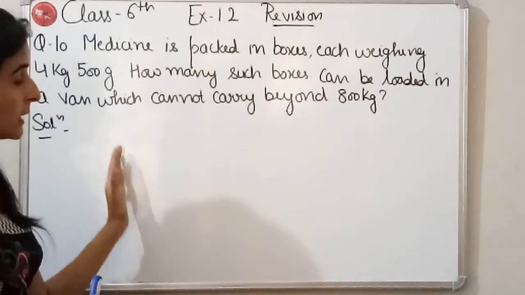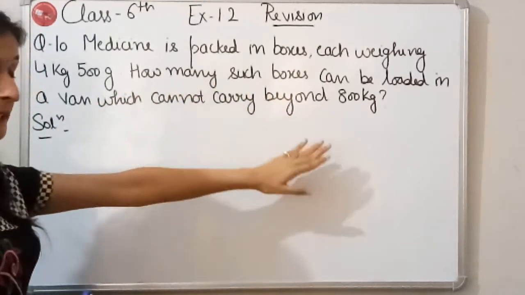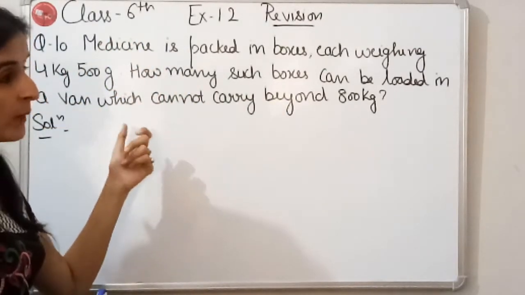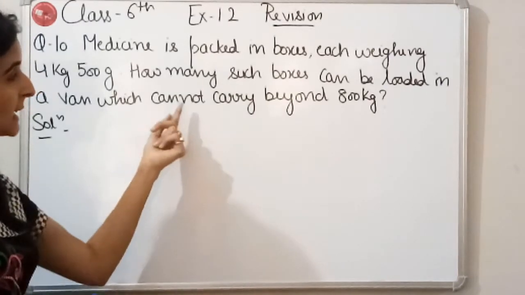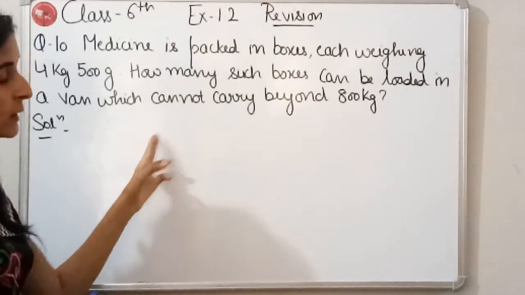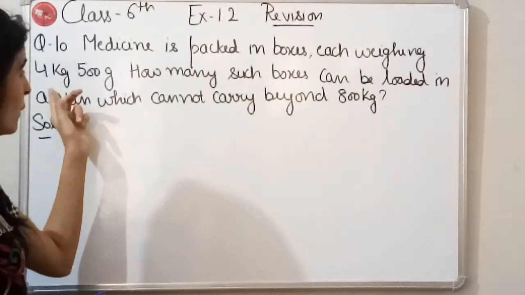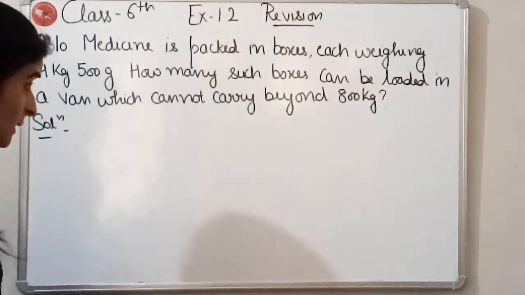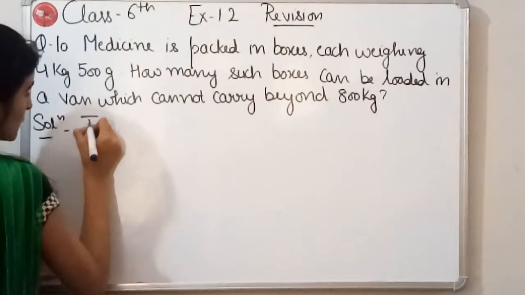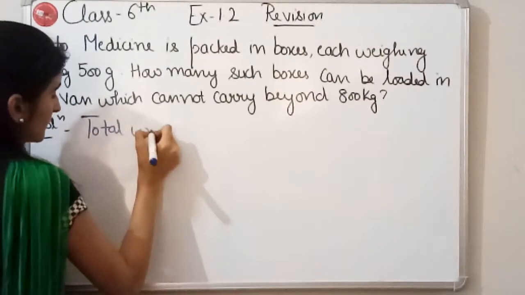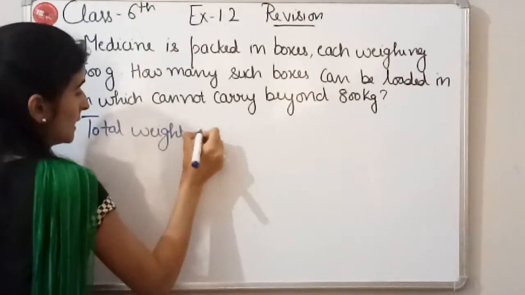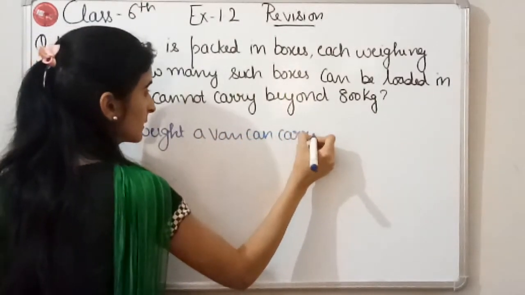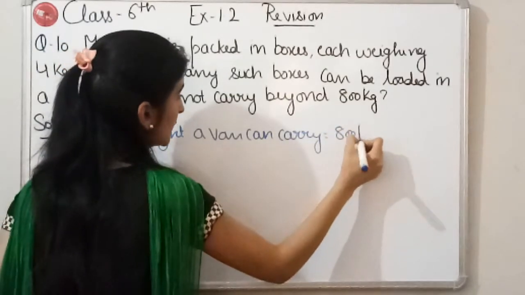So if we have given the total weight a van can carry and the weight of one box, then how can we find the number of boxes that can be loaded? For that we have to divide 800 kilogram by 4 kilogram 500 gram. So let us find out how we can find. So the total weight a van can carry is equal to 800 kilogram.